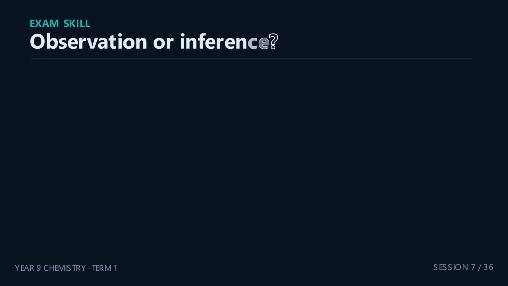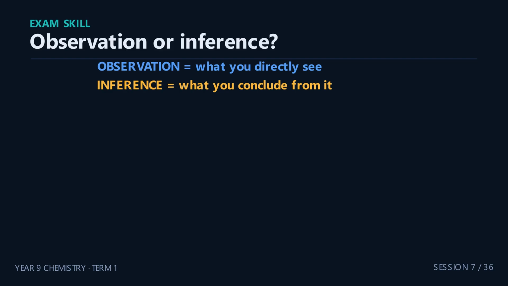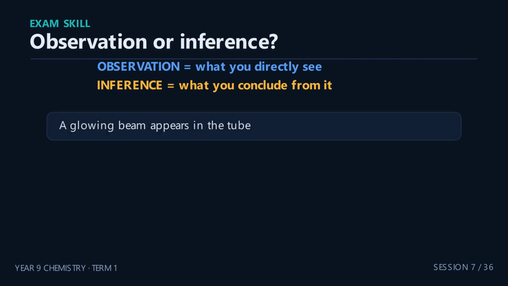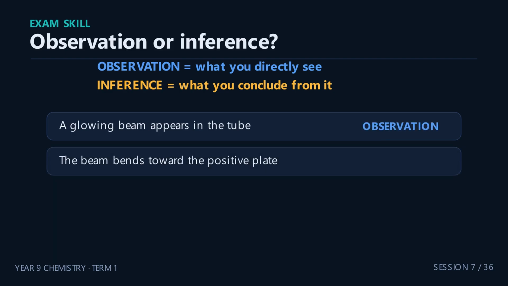Now the thinking skill examiners love. Observation versus inference. An observation is what you directly see. An inference is what you conclude. Classify these 4. A glowing beam appears in the tube. Observation. The beam bends toward the positive plate. Observation.